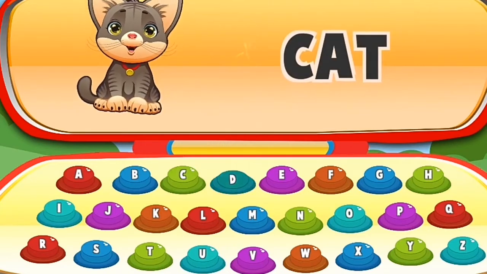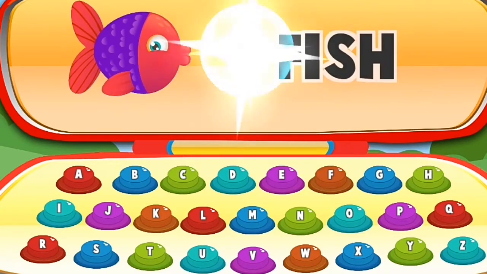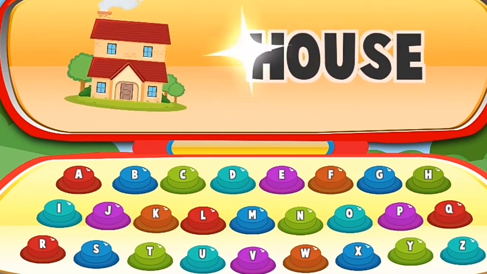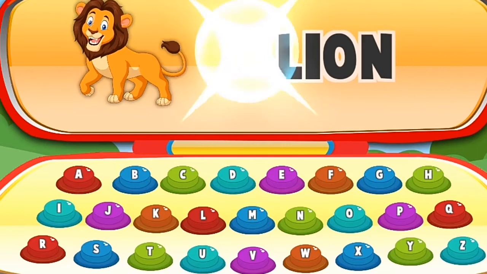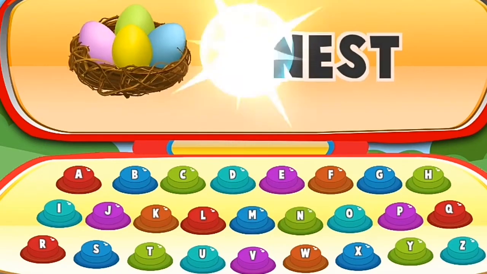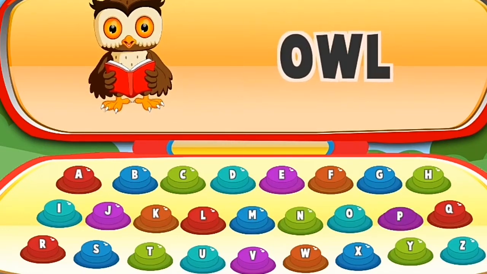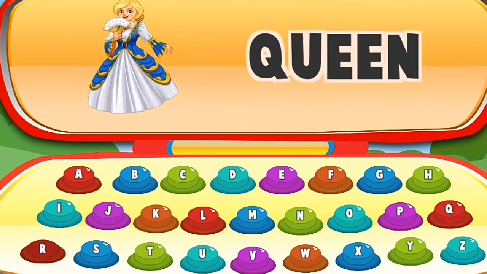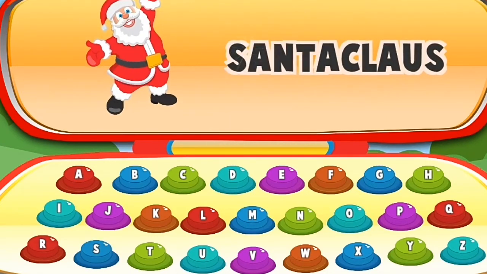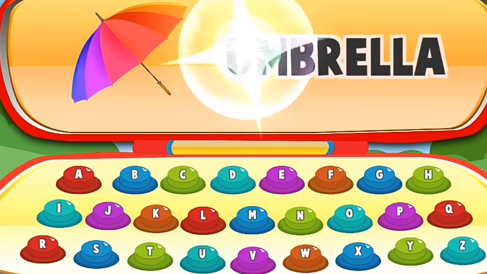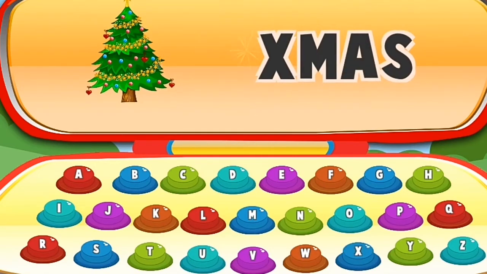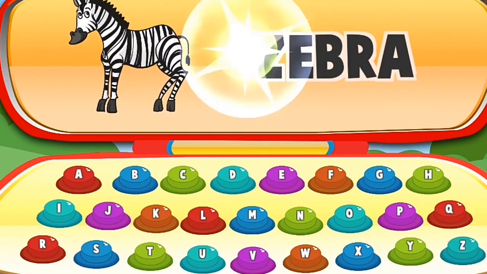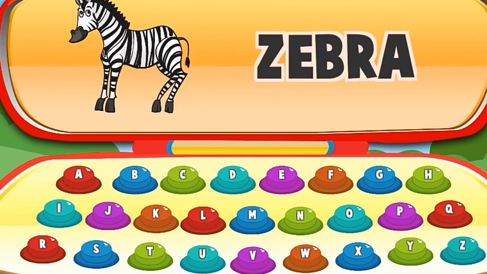A for aeroplane, B for boy, C for cat, D for dog, elephant, fish, grape, house, ice cream, joker, kite, lion, monkey, nest, owl, parrot, queen, rabbit, Santa Claus, turtle, umbrella, violin, well, X-mas, yacht, zebra. Oh, little kids, we completed ABC.